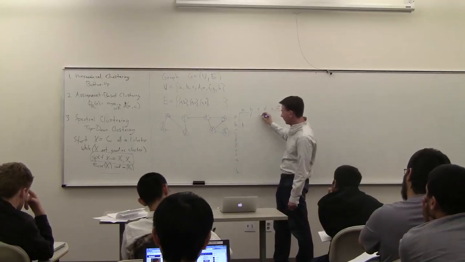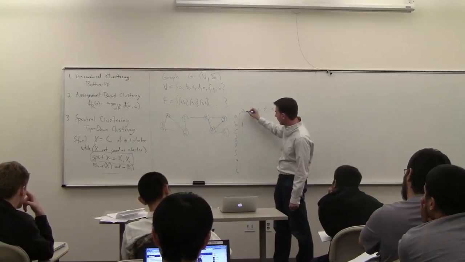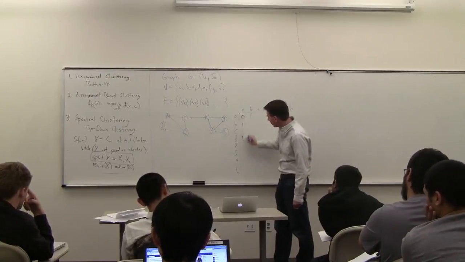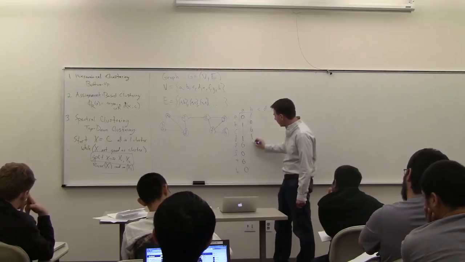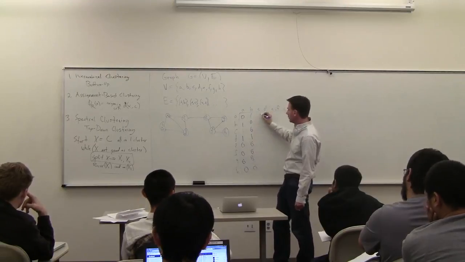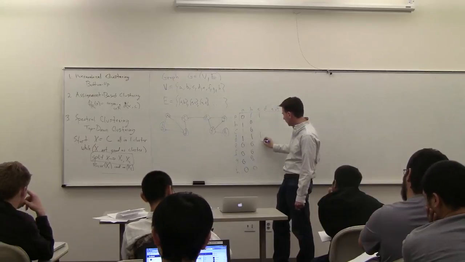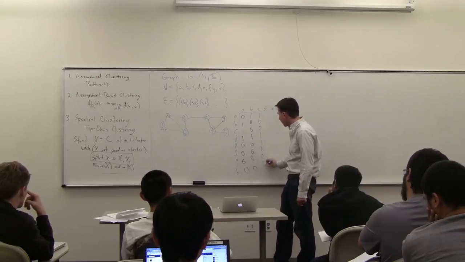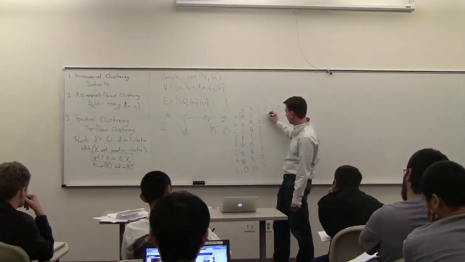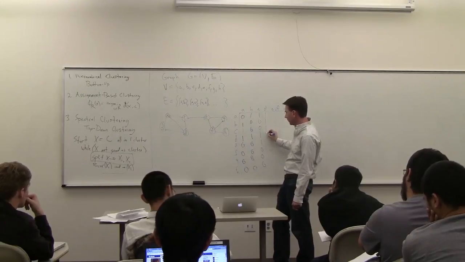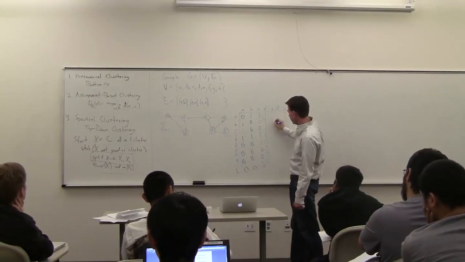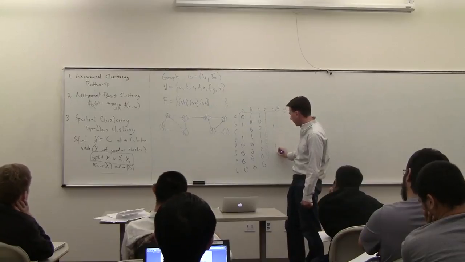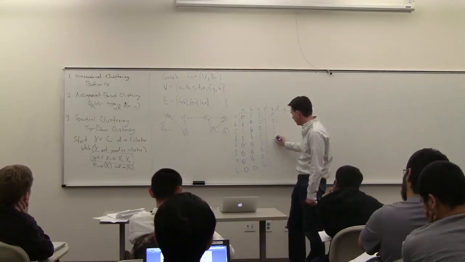So let me quickly fill in these 1s here. A is to B, C, and D, and then the rest are all 0s. B is to A and D. C is to A, D, D is to A, let's see, B, and C. E is to C, F, and G. So really, you can just populate it once.